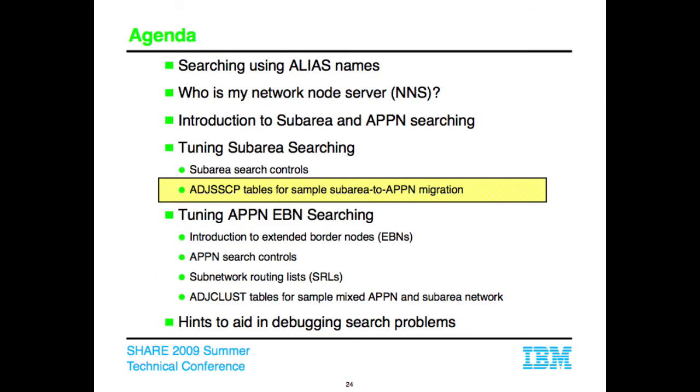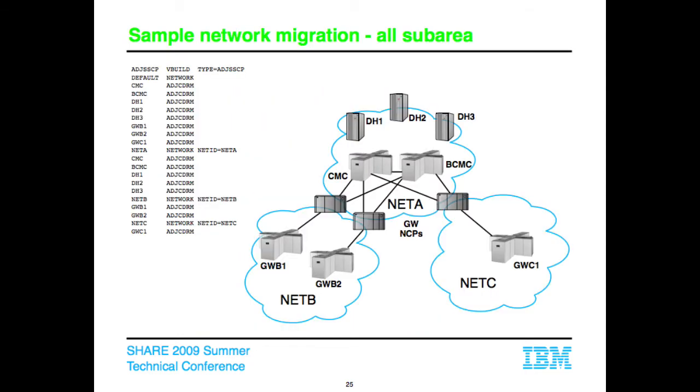Alright, the last topic under subarea tuning is the adjacent SSCP tables for a sample subarea to APPN migration. I show a network here where we're in net A and we're defining adjacent SSCP tables for the CMC and the backup CMC. Right now our CMCs have SNI connections to net C and net B, but the whole network is all subarea. On the left is a sample set of adjacent SSCP tables for the CMC and backup CMC in network A.